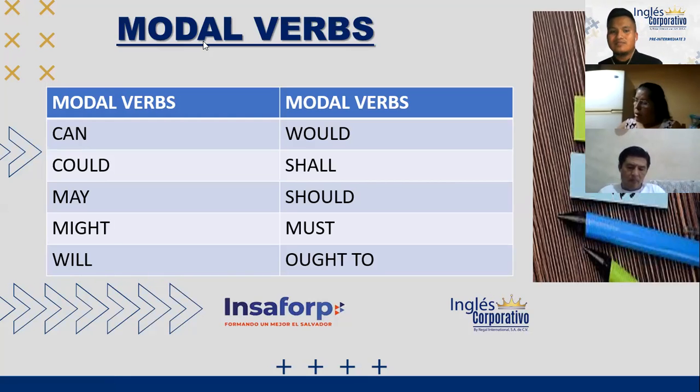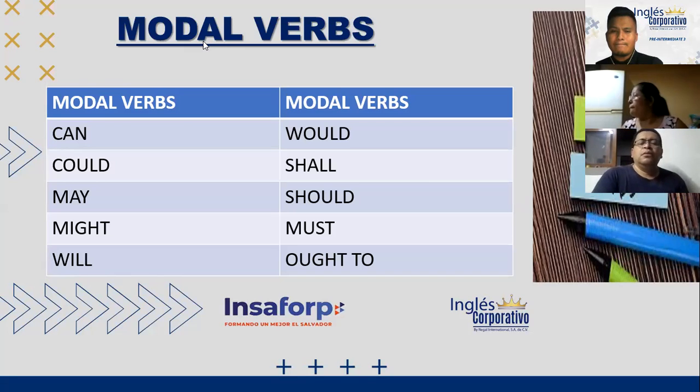The first one, can. Second one, could. Third one, may. Fourth one, might. Fifth one, will. This will, I know that you probably know. We use it in the future, so you might know it. We have would, shall, should, must, and ought to. I will repeat it one more time. Can, could, may, might, will, would, shall, should, must, ought to. Yes? Perfect. Those are the 10 modals that we have in the English language.